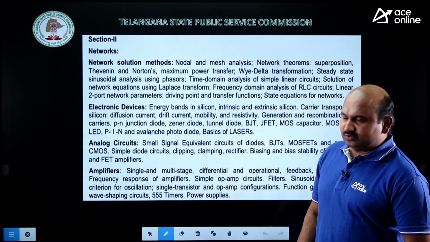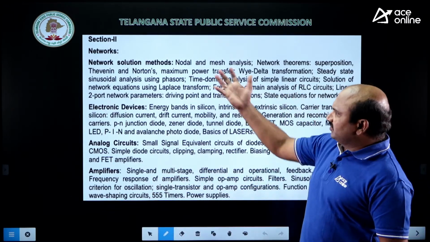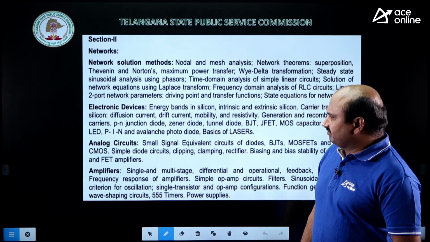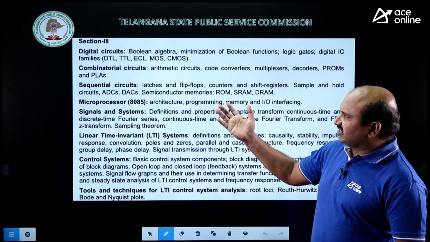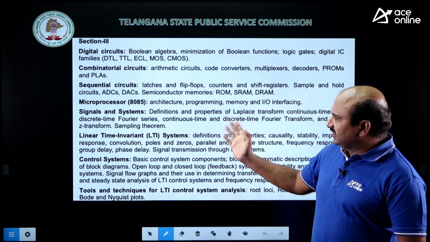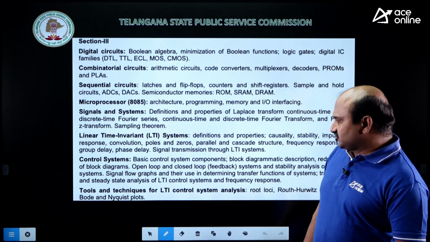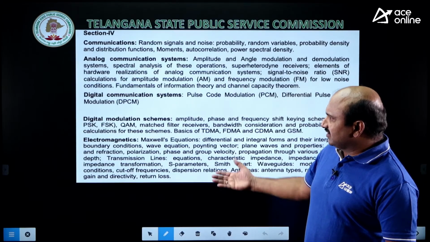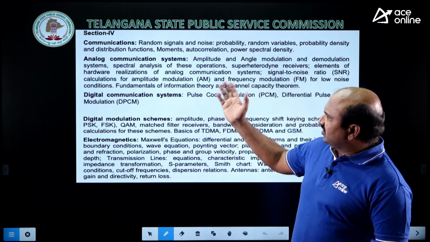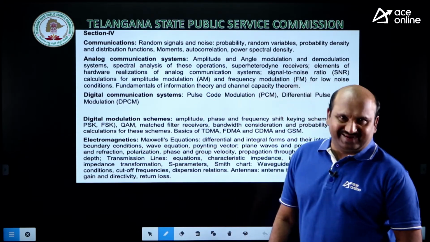While coming to section 2, this is the technical version: section 2, section 3, section 4. In section 2, networks and electronic devices, analog circuits, amplifiers. And in section 3, digital circuits, combinational circuits, sequential circuits, microprocessors, linear time invariant systems, control systems, and tools and techniques for LTI control systems analysis. Nothing but under control systems we are having. While coming to section 4, the communication side: analog communication and digital communication, and under section 4 you are having electromagnetics, right?